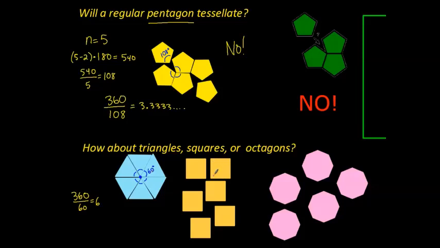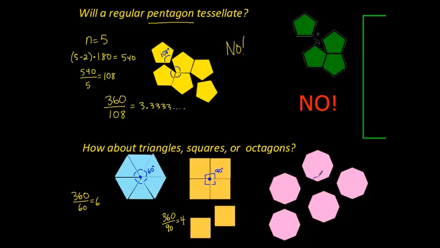How about a square? How much is each of these interior angles? 90 degrees. So take 360, divide it by 90. How much do we get? 4. So I can take 4 of these squares around one singular point, and I'm going to get a regular tessellation. 1, 2, 3, 4. What about the octagon?